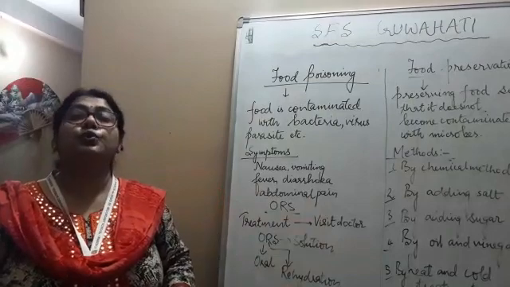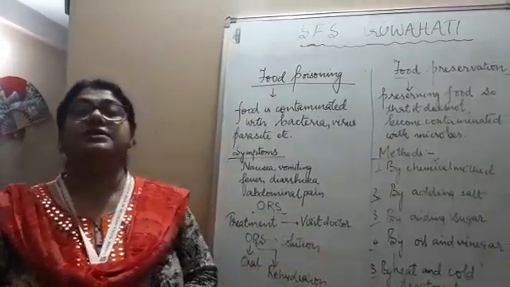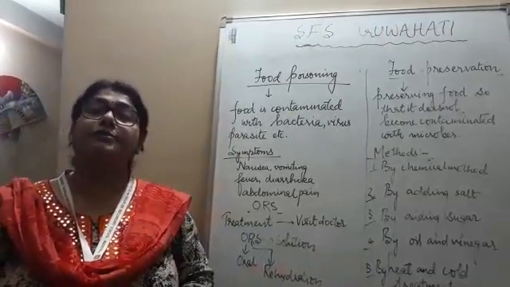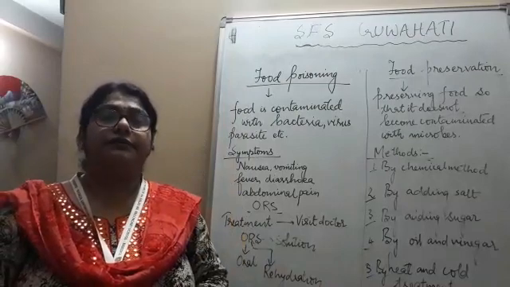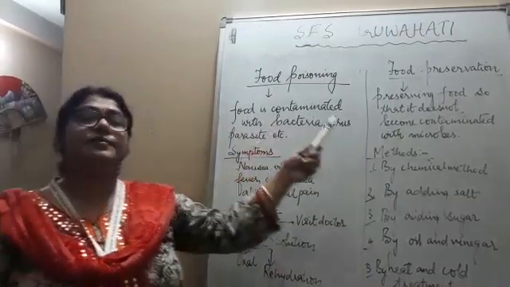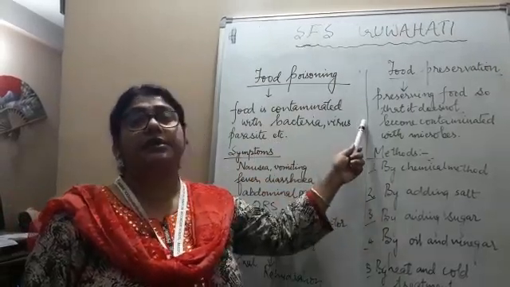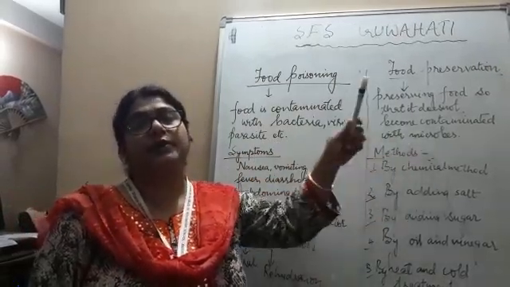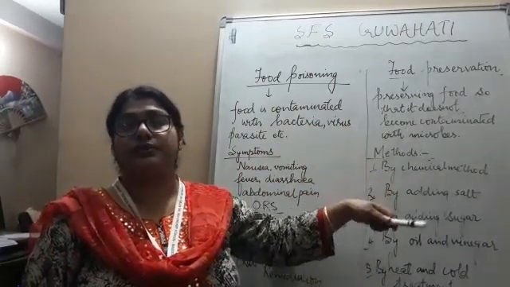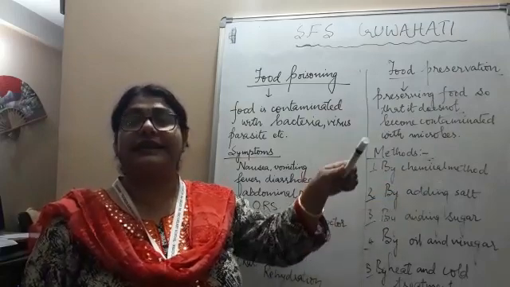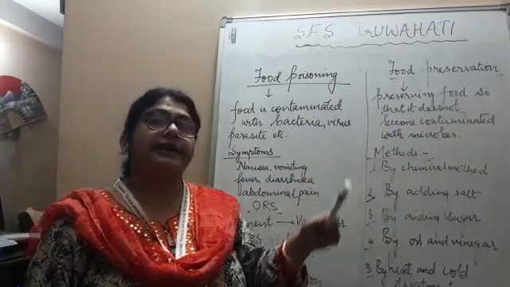So what we need to do so that we don't suffer from food poisoning? For that we need to preserve our food. So how can we preserve our food? There are different ways by which we can preserve our food. I have written here 6 ways. The first is by chemical method. Chemical method means we need to add some chemicals in the food products like sodium benzoate or sodium metabisulfite, which will inhibit the growth of microorganisms. Next, by adding salt.